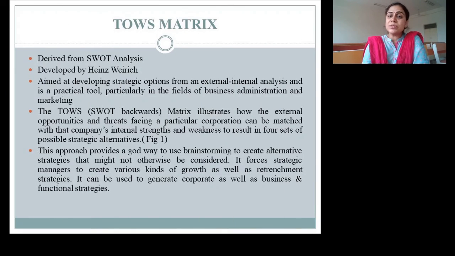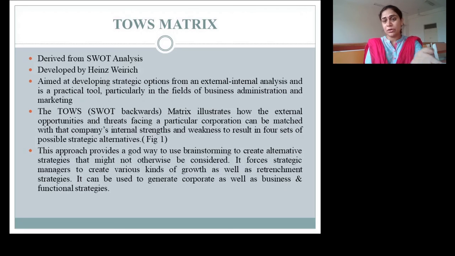Then last is the TOWS matrix, derived from the SWOT analysis. It was developed by Heinz Weihrich. It aimed at developing strategic options from an external and internal analysis, and it is a very practical tool, especially in the field of business administration and marketing. As you can see, TOWS is SWOT backwards. It illustrates how external opportunities and threats facing a particular corporation can be matched with the company's internal strengths.